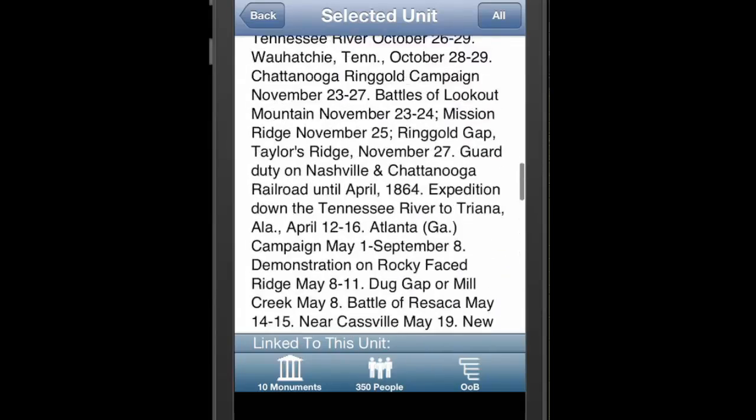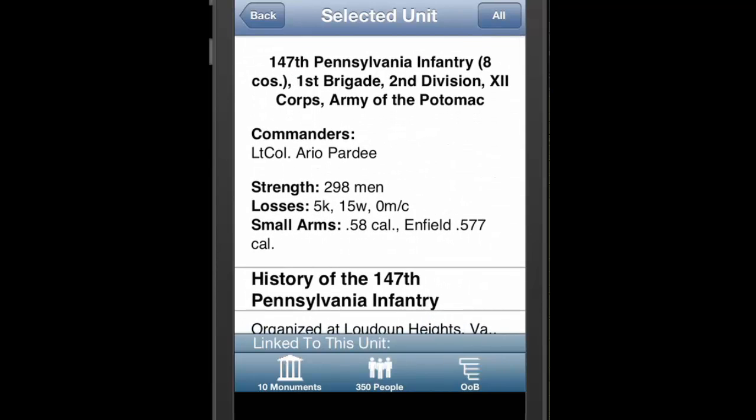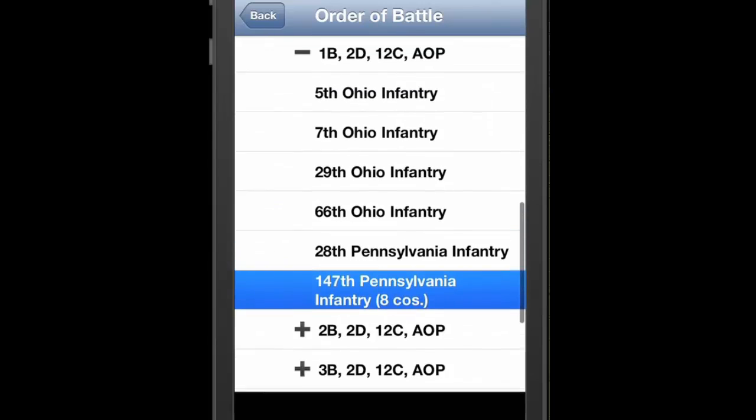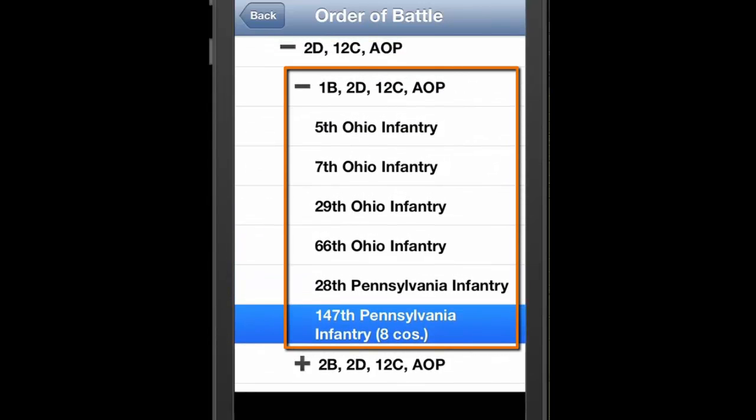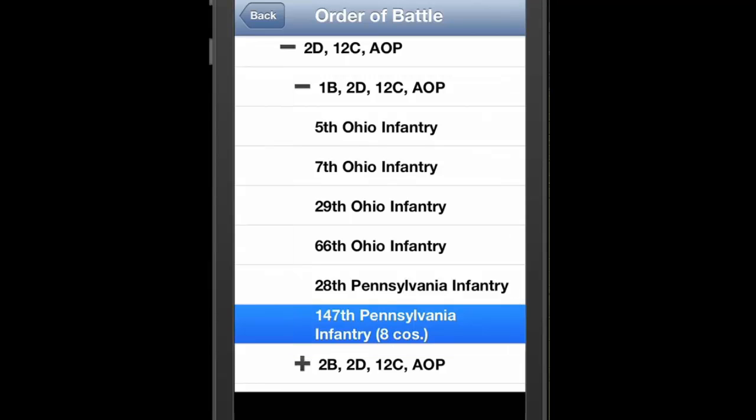Now you can see at the bottom that the 147th Pennsylvania is linked to 10 monuments and 350 people. But you wonder, what other units did they fight with? That is, what other regiments were in the same brigade? So we'll tap on the order of battle, and we'll see that in the 1st Brigade, 2nd Division, 12th Corps was also the 5th, 7th, 29th, and 66th Ohio, and the 28th Pennsylvania.